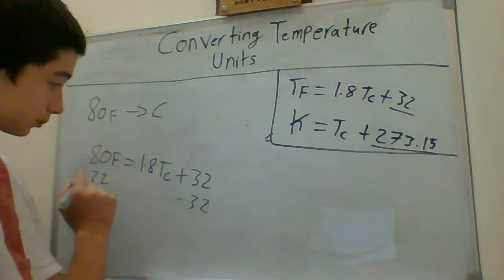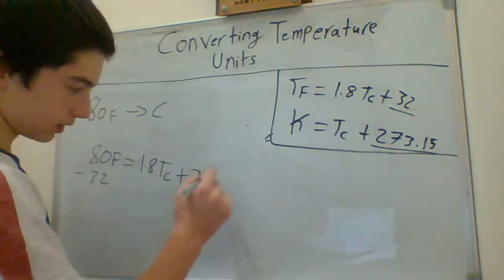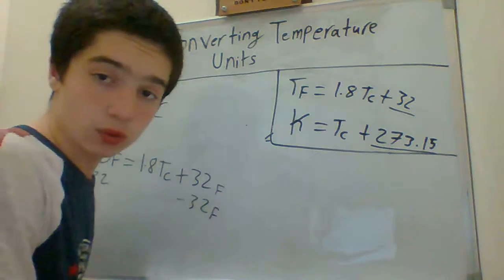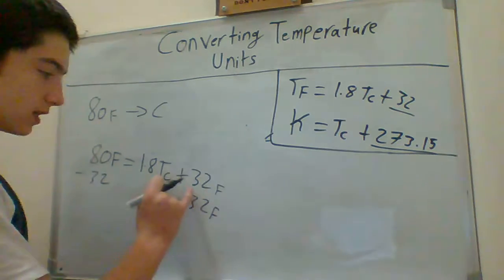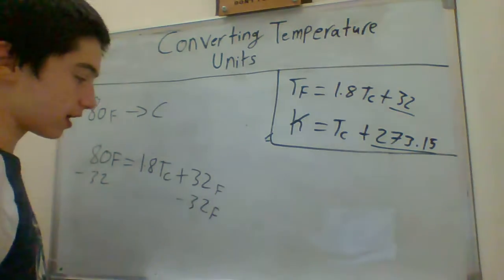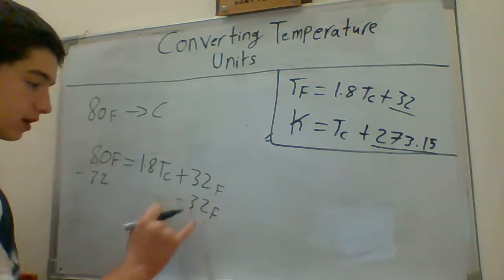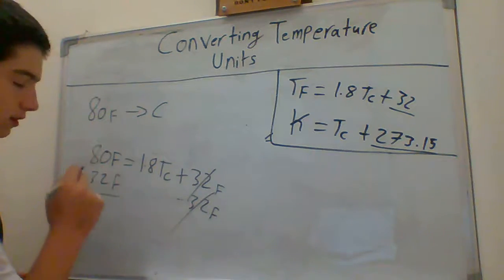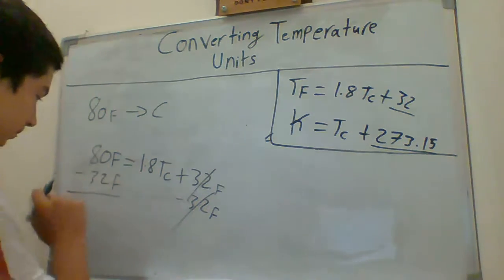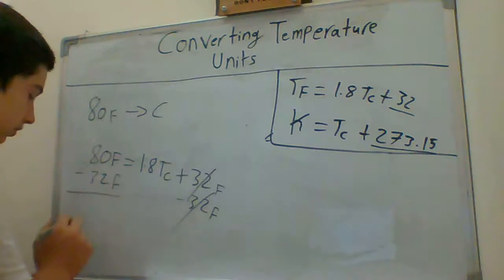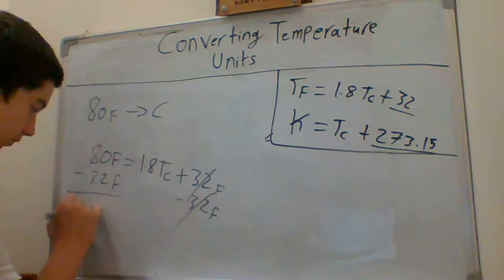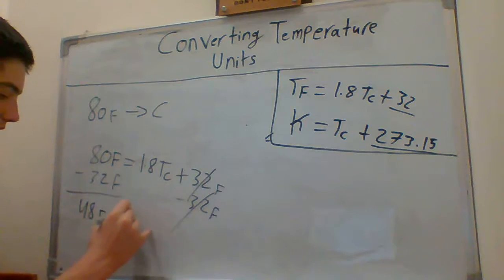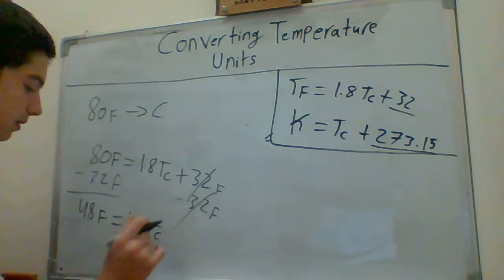Now of course the unit will still be Fahrenheit. Why? Because 32 Fahrenheit equals 0 Celsius. So this number here is a number of Fahrenheit. So now we have 32 Fahrenheit minus 32 Fahrenheit, this cancels this out, and we have 80 Fahrenheit subtracted by 32 Fahrenheit. We do the math, we get the number 48 Fahrenheit, and that will equal 1.8 TC, temperature of Celsius.